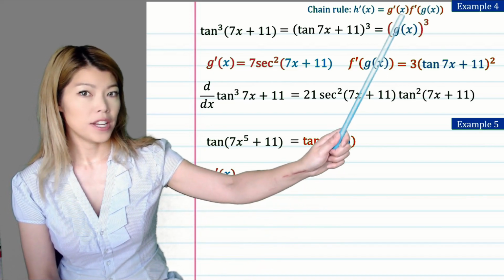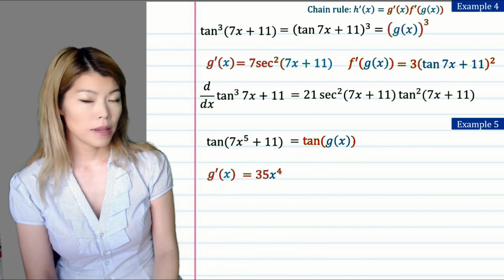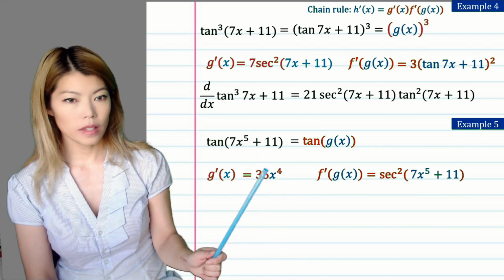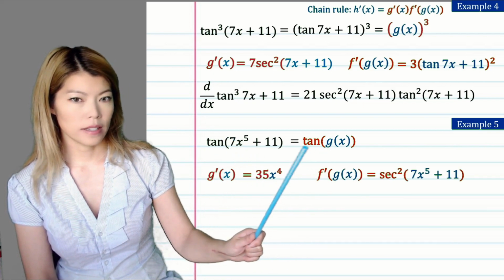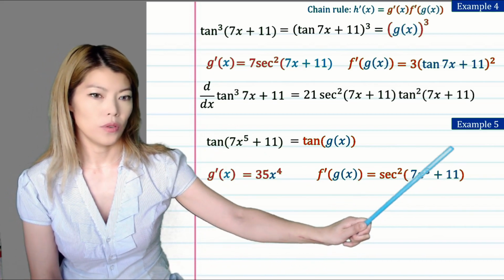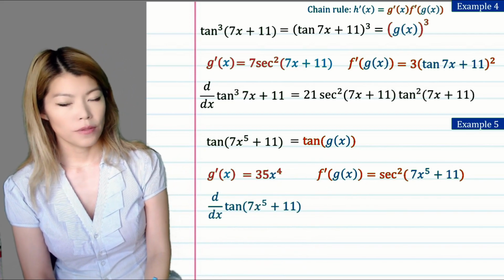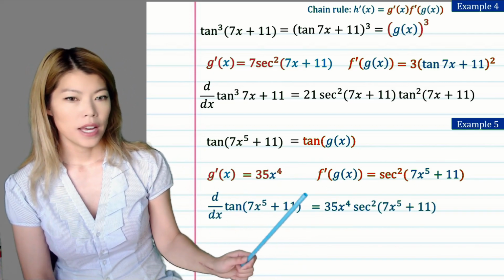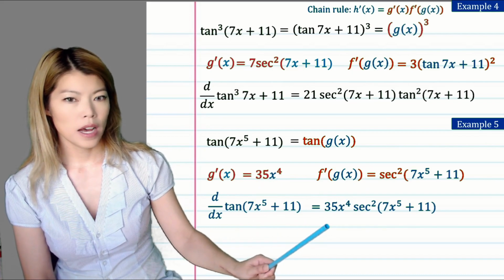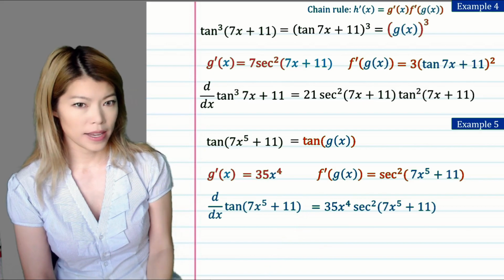Now f dash g of x would be this red part here, so 10 becomes sec, and because g of x is all of that, we don't touch it, so we keep all of that together. Now putting those two next to each other to find the derivative, we have 35 times 1 is 35, x to the power 4, sec squared, and all of that in the bracket.